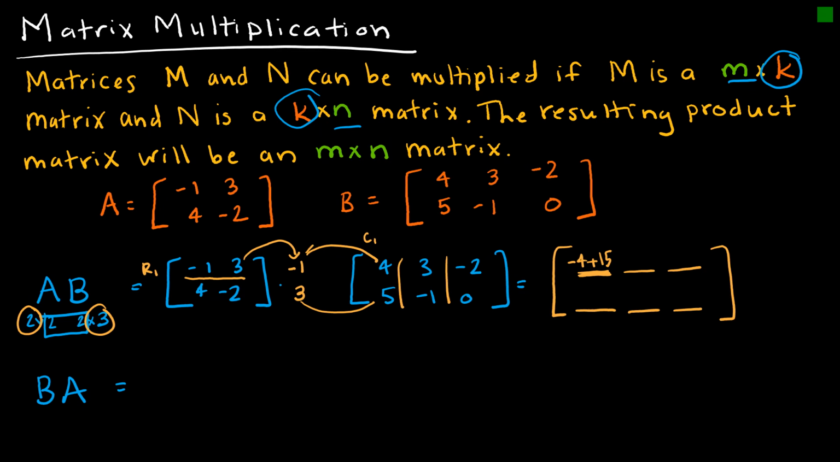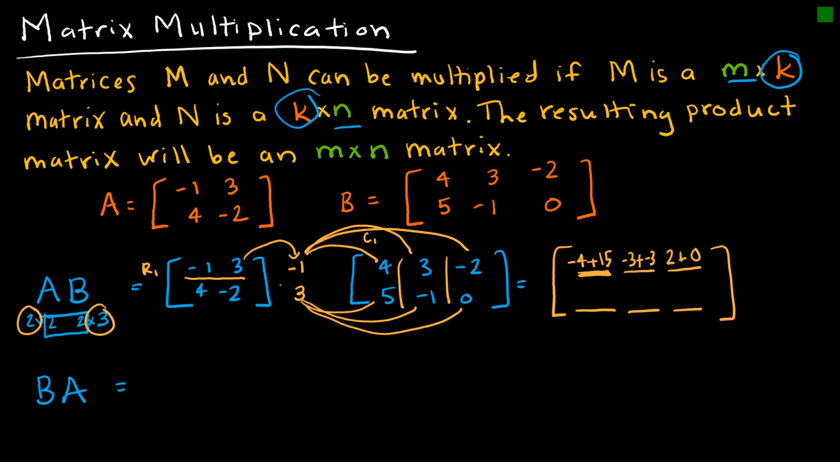And then I'm going to take negative 1 times 3, which is negative 3, and 3 times negative 1, which is negative 3. I'm going to add those together. I'm going to take negative 1 times negative 2, which is 2, plus 3 times 0, which is 0, and add those together. I'll do that in just a little bit, but before I do that, I'm going to go ahead and do my second row.